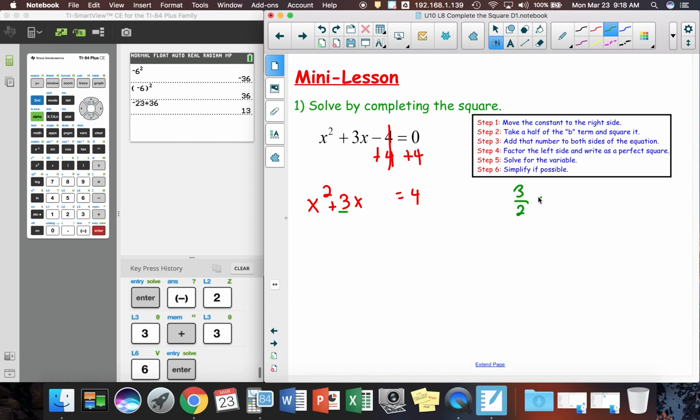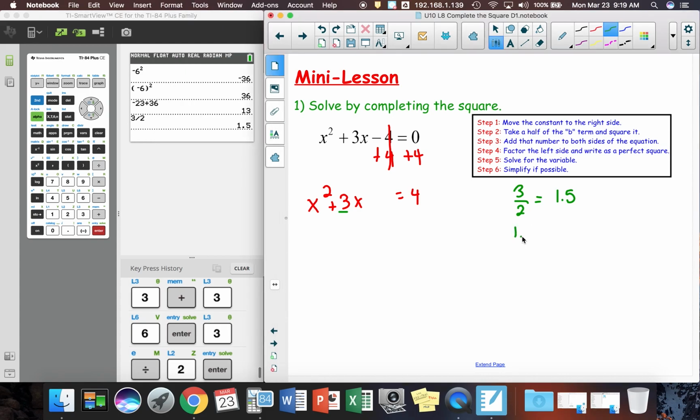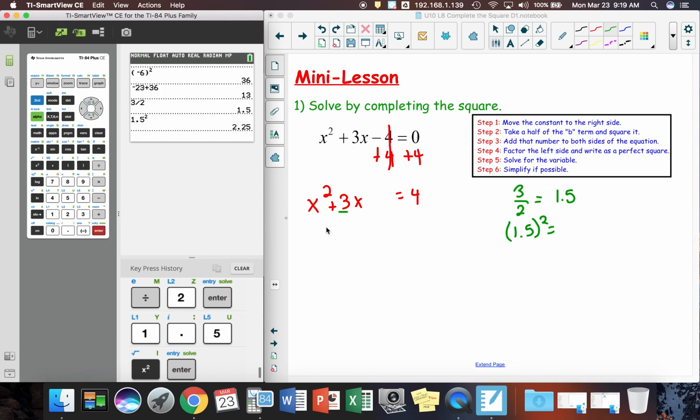So 3 divided by 2 is 1.5. I'm going to leave this as a decimal. If you don't believe me, let's just type it in. 3 divided by 2, that's 1.5. Now I'm going to take that 1.5 and I'm going to square that. 1.5 squared is just going to give us 2.25.